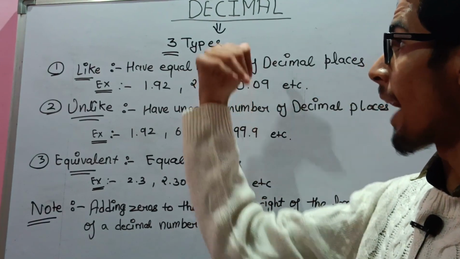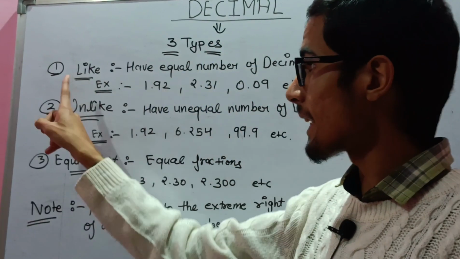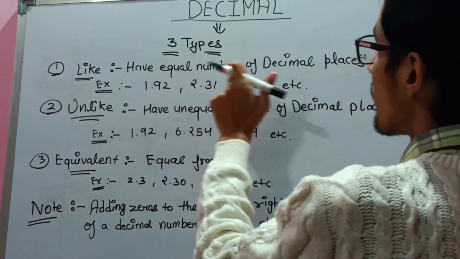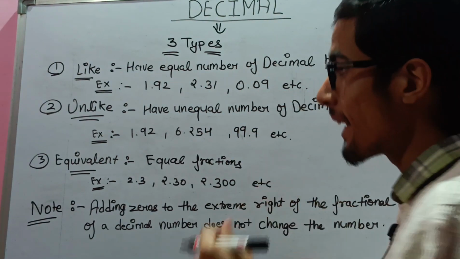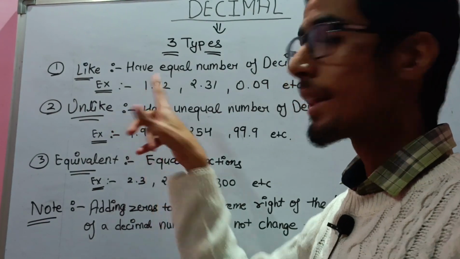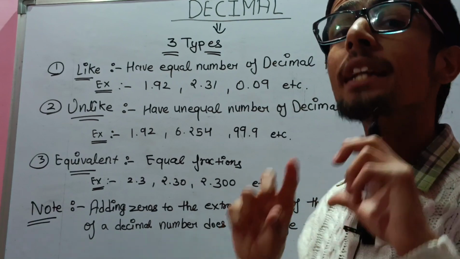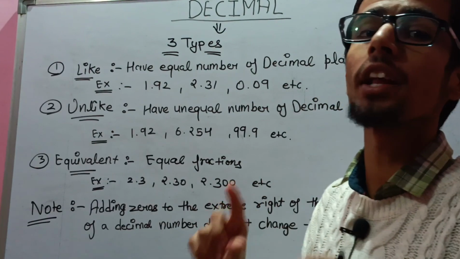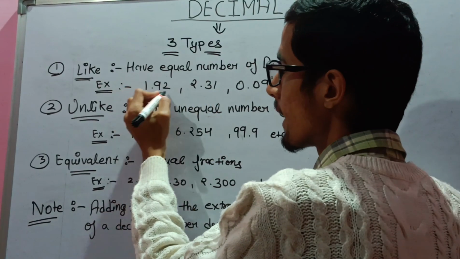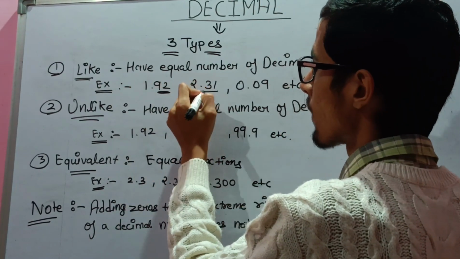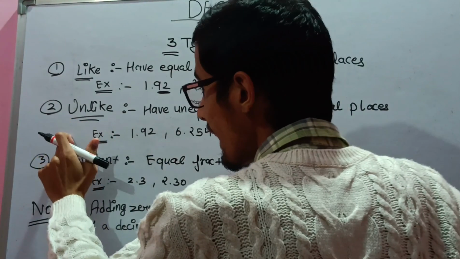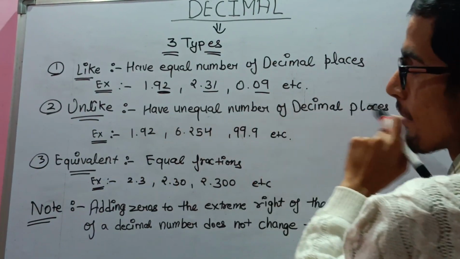So decimals have three types. The first one is like decimals. Like decimals means having an equal number of decimal places. So if the decimal comes after two numbers, then throughout the question, throughout the line, the decimal comes after two numbers. We can see that the decimal comes after two numbers each time. Unlike decimals have an unequal number of decimal places.